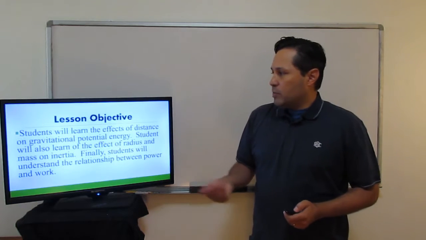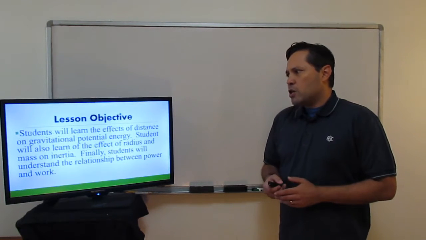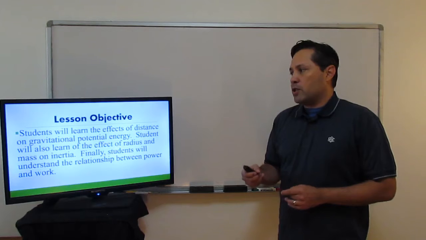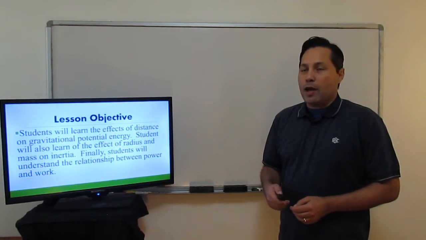Alright, so for our lesson objectives, students will learn the effects of distance on gravitational potential energy. Students will also learn the effects of radius and mass on inertia. Finally, students will understand the relationship between power and work.